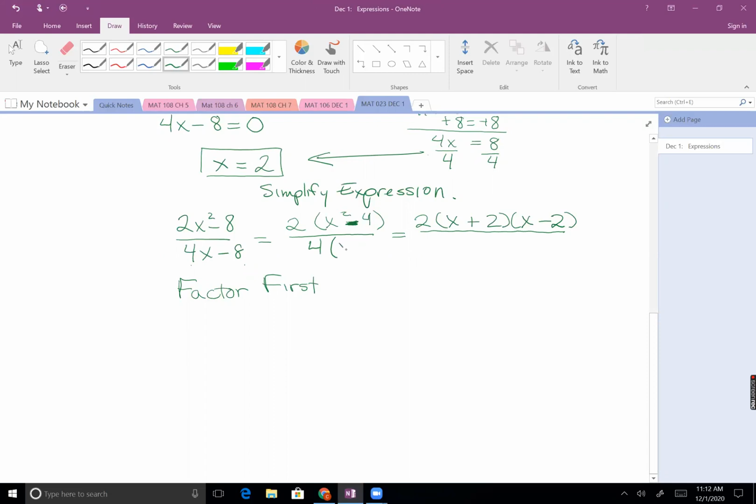Four. And when we divide that out, we're left with x minus 2. And I don't think that factors any further. So that gives me 4 times x minus 2.